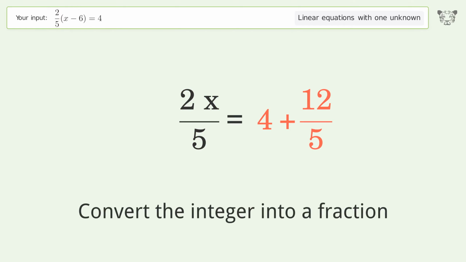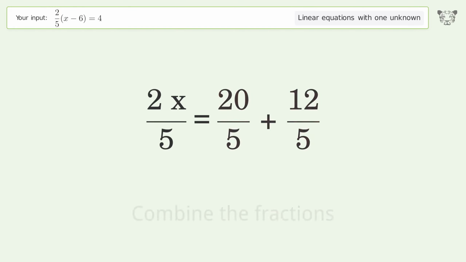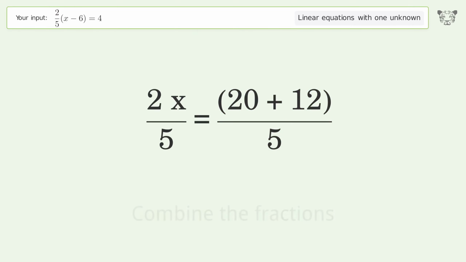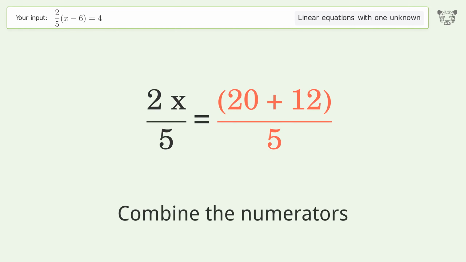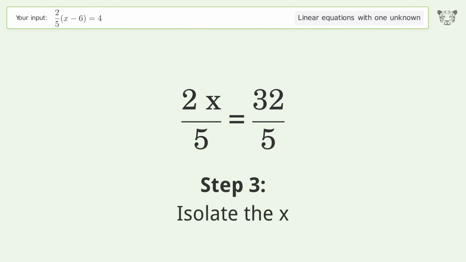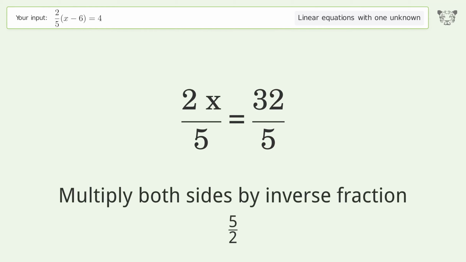Convert the integer into a fraction. Combine the fractions. Combine the numerators. Isolate the x. Multiply both sides by inverse fraction 5 over 2.